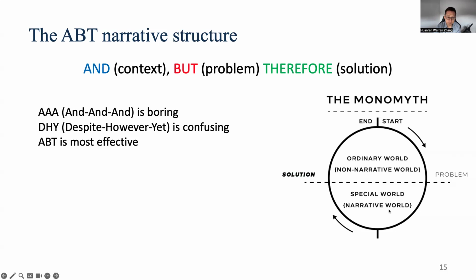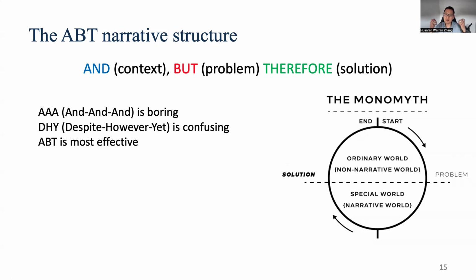Again, here is a simple illustration of the ABT structure. Following the standard structure of the hero's journey, you have the start. You first start with the ordinary world. That's the 'and' part, where you set the context. And then the problem arises, right? After the problem arises, you are in the special world. This is the so-called narrative world, and there's a problem that you have to solve.